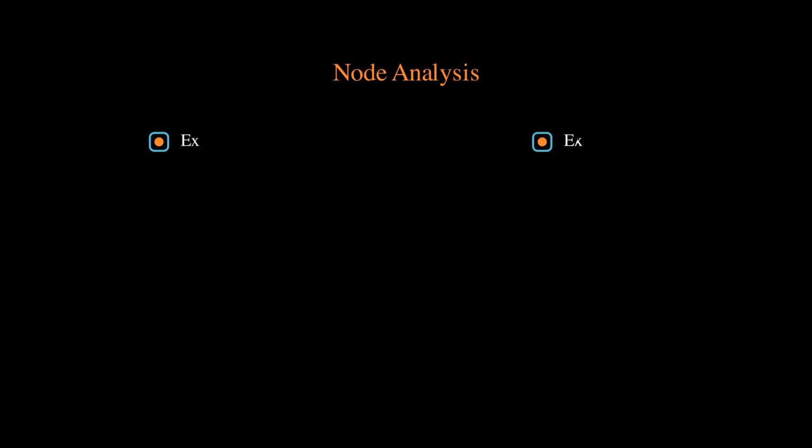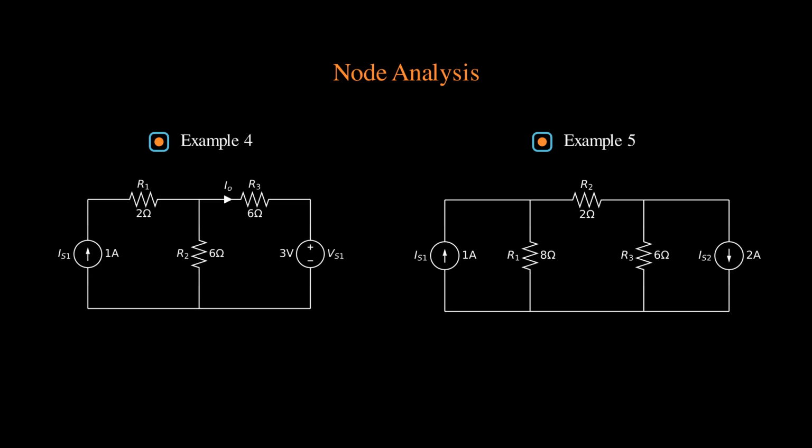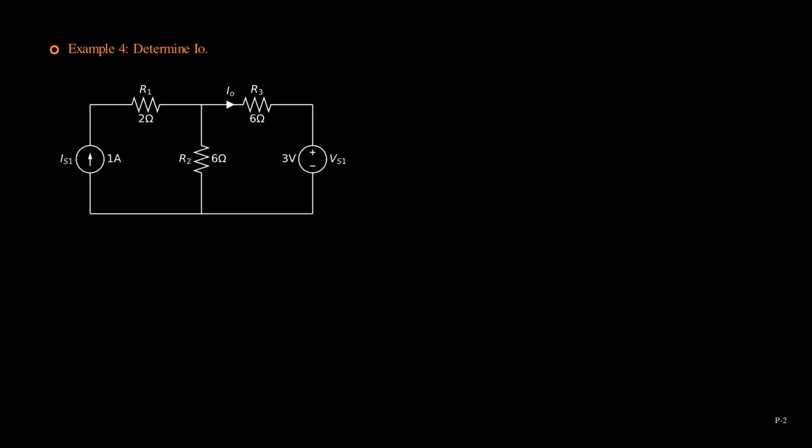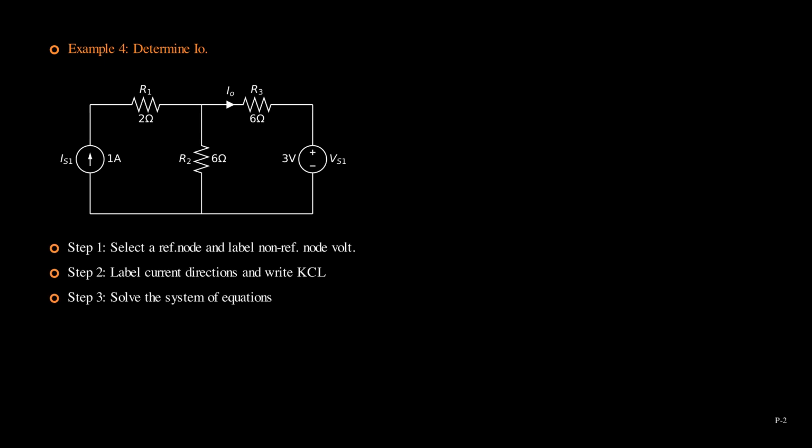This is the third video on node analysis. In this video, we will practice node analysis using the following two examples. Let us start with example 4. We need to determine Io, which is labeled in the circuit. There are 3 steps to use node analysis as follows.